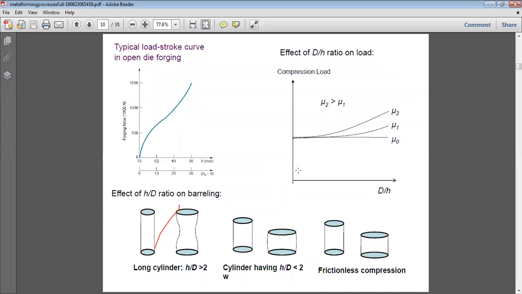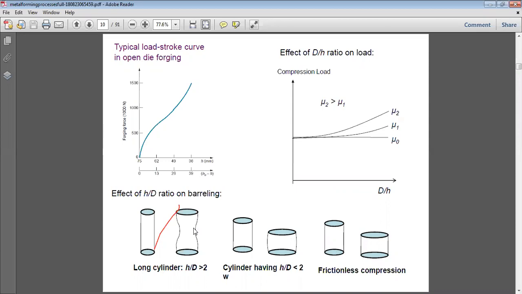So this is a load cylinder, diameter cylinder having height to diameter less than 2, frictionless. So this basically shows the three cases. And this is a long cylinder with height to diameter greater than 2. Clear? So this is height, and finally this is barreling effect or bulging effect. Clear? The phenomena, and cylinder having height to diameter less than 2. So it will be having such a shape, and in the case of frictionless, it will not be, see, the edges for this, the long cylinder is somewhat like this shape.